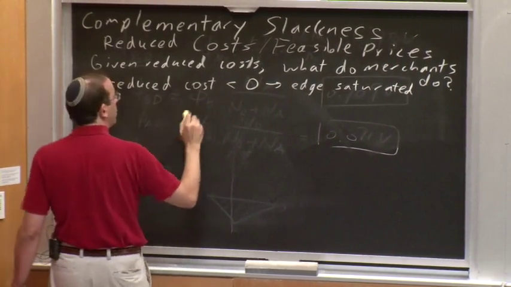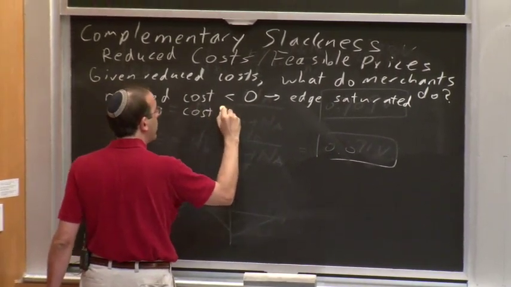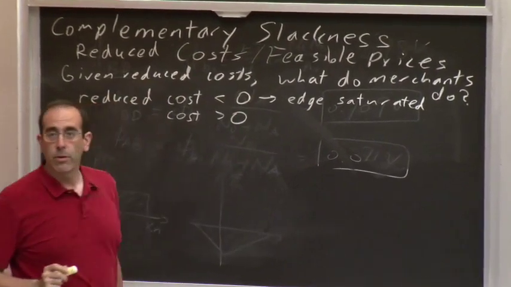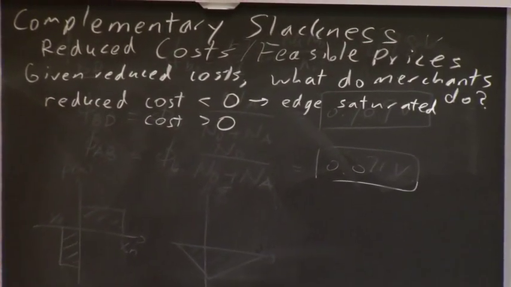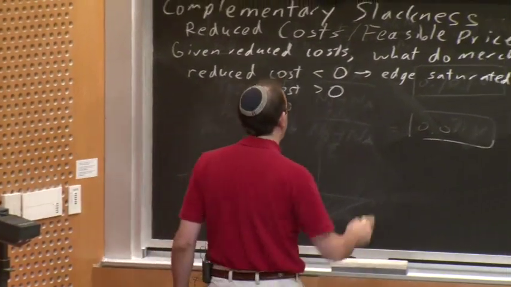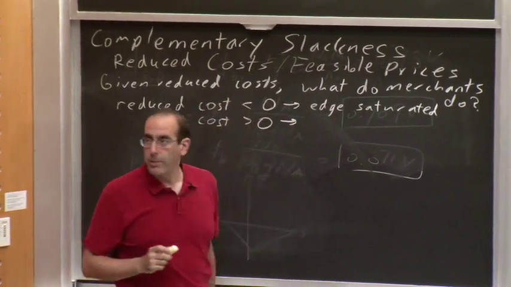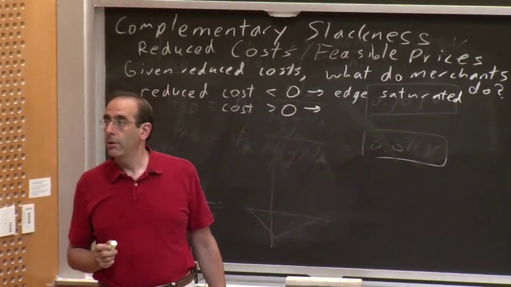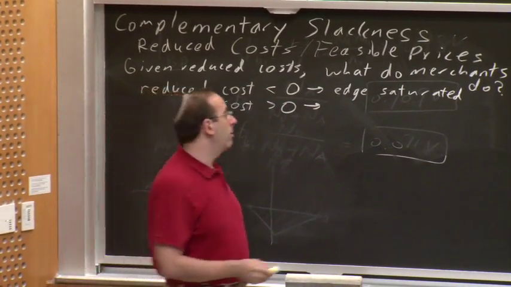On the other hand, if the reduced cost is greater than 0, what happens? Nobody buys, or nobody ships. So what does that mean from the edge perspective? No flow. No flow, right?